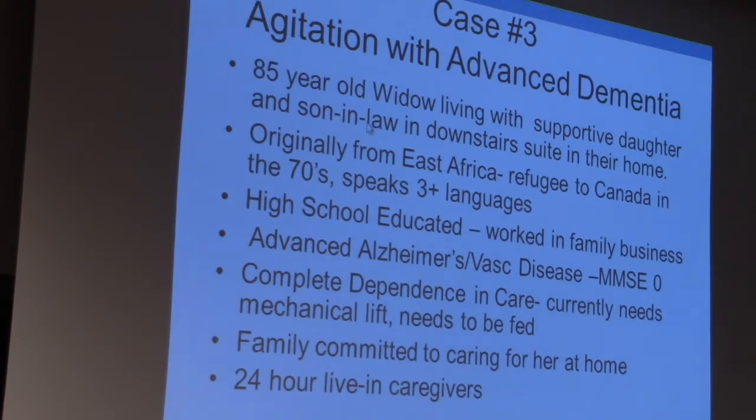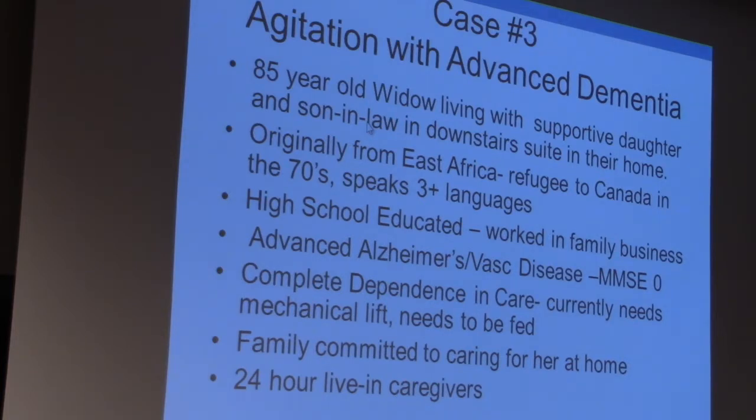She was an 85-year-old widow, lived with her daughter and son-in-law in the downstairs suite of their house. She was one of Idi Amin's refugees who was kicked out of East Africa in the 70s. She was an educated woman. She spoke 3 languages. She'd completed high school, worked in a very successful family business in Uganda. Then they started with nothing in Canada and built up another great business.